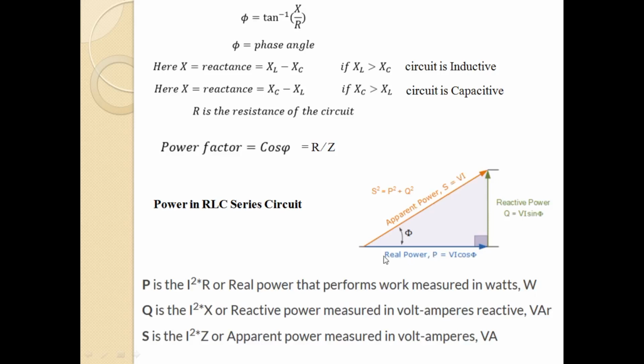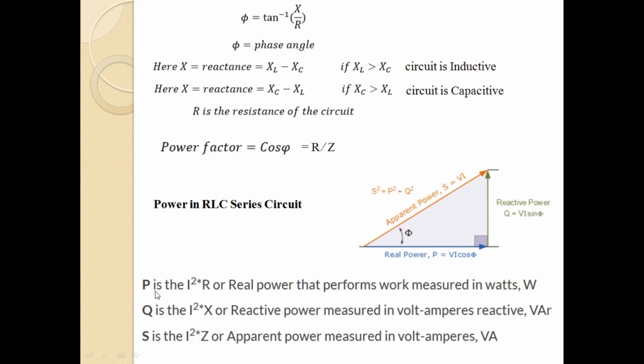When you multiply this apparent power with cos phi, which is termed as the power factor, you get the real power, or the power dissipated as heat in the resistance of the circuit. And when this apparent power V into I is multiplied by sin phi, it is termed as the reactive power. With all these different terms, a triangle can be formed, which is known as the power triangle in case of a RLC series circuit.